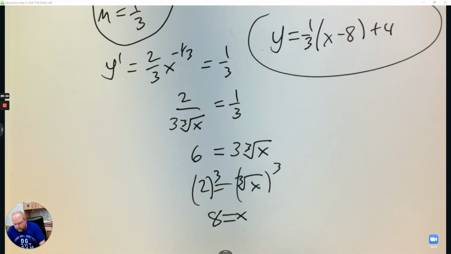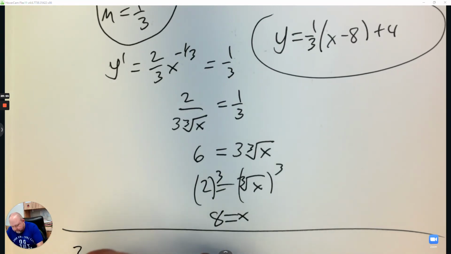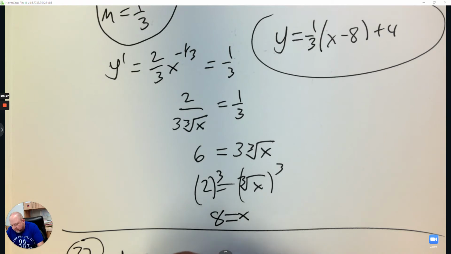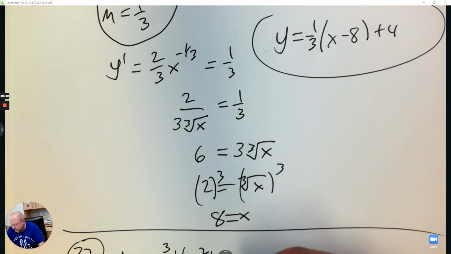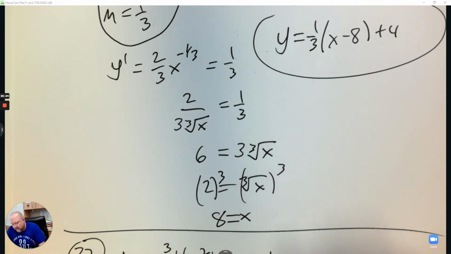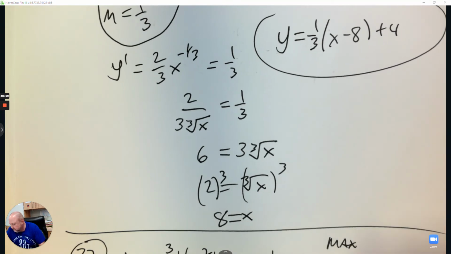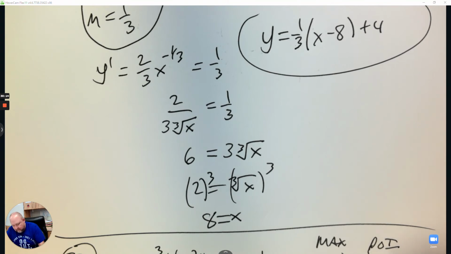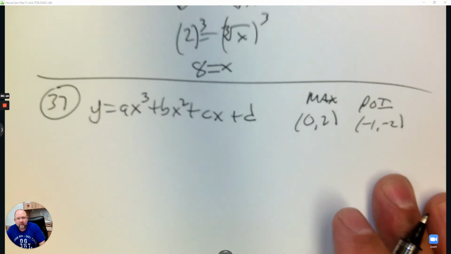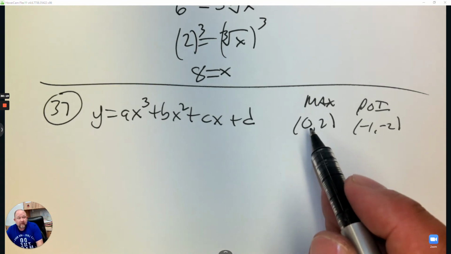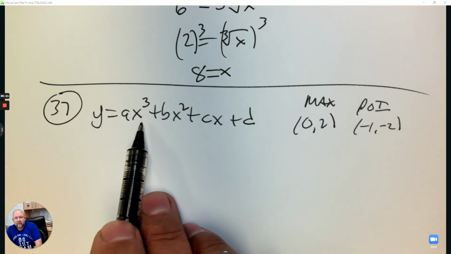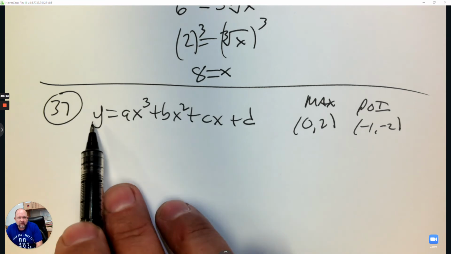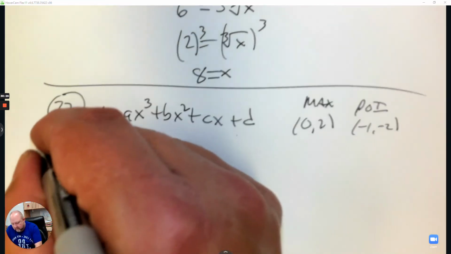37. y equals ax cubed plus bx squared plus cx plus d. It has a relative maximum point at 0, 2, and it has a point of inflection at -1, -2. All right. So first of all, I'm going to plug in the point 0, 2. So if I plug in 0 for x and 2 for y, d, we already know, is equal to 2.